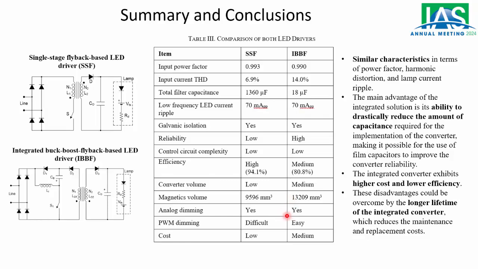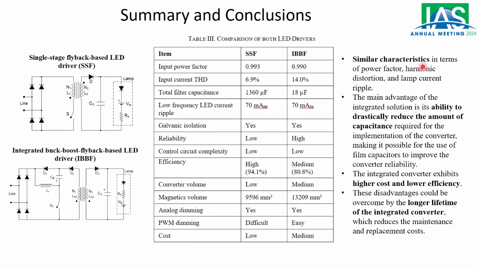Analog dimming can be easily implemented in both converters, but PWM dimming is more difficult to implement in the single stage converter due to this very high value of the output capacitance. So the dynamic is going to be slower because of the high output capacitance, so it's going to be much easier to do using the integrated converter. The cost, of course, is going to be lower in the case of the single stage converter because we need fewer components, while in the case of the integrated converter it's a little bit more expensive.